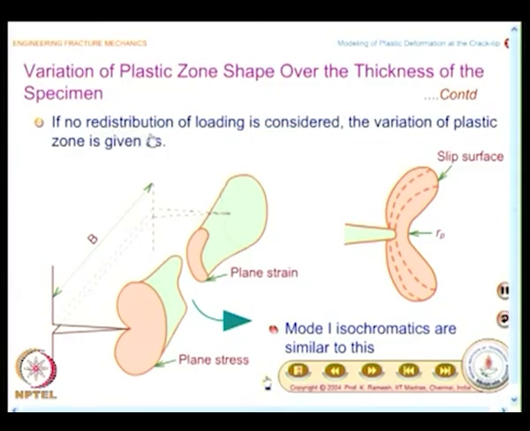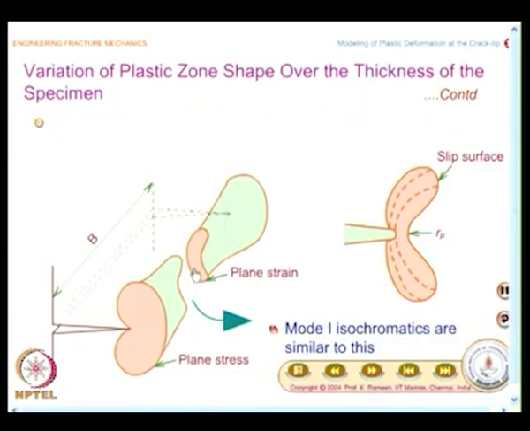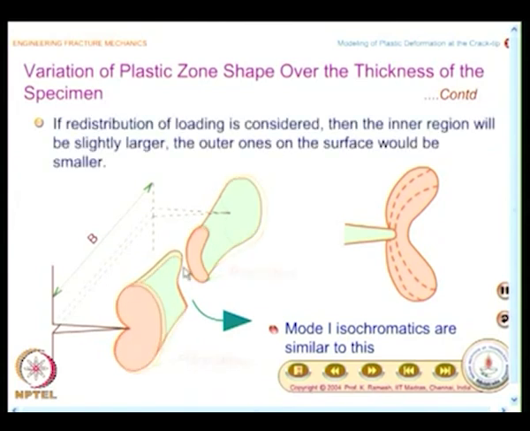Suppose I consider the redistribution, in what way do these zones change? You just observe this, then copy it. What happens is that in the inner places it increases and the surface shrinks. So, what I will do is I will just redo the whole thing.